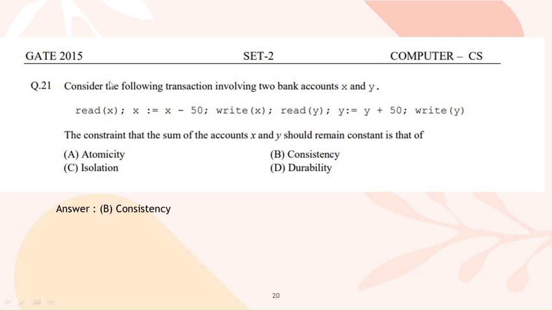Okay, so this question is from GATE 2015. The question is, consider the following transaction involving two bank accounts X and Y. Read X. X equals X minus 50. Write X. Read Y. Y equals Y plus 50. Write Y. The constraint, the sum of the accounts X and Y should remain constant, is that of. So the answer is consistency, obviously. Because the constraint that the sum of the accounts X and Y should remain constant can only be maintained through consistency. None of the other three options could make the sum remain constant, and only consistency can do that.